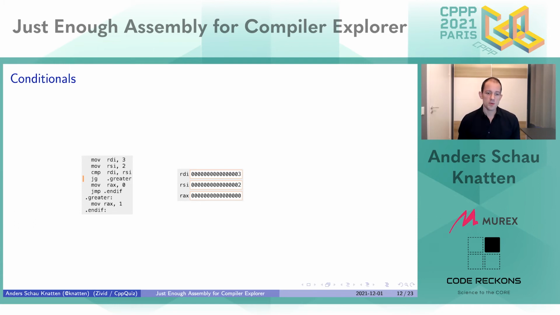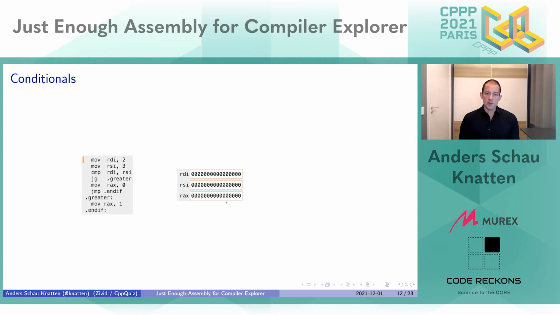So in this case, it was greater, and we jump over to the greater label down here. And then we do move RAX 1 because we want to put 1 to represent true in RAX, which will be our result. So we get 1 over here in RAX.